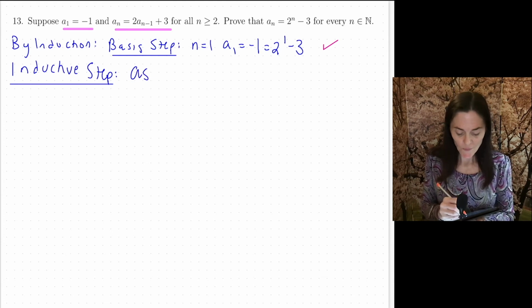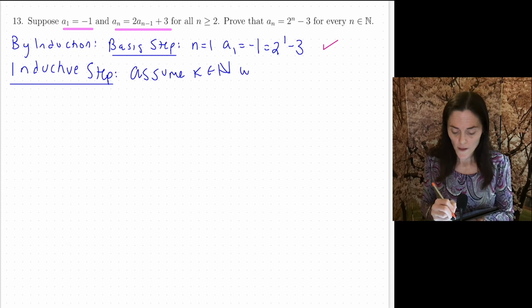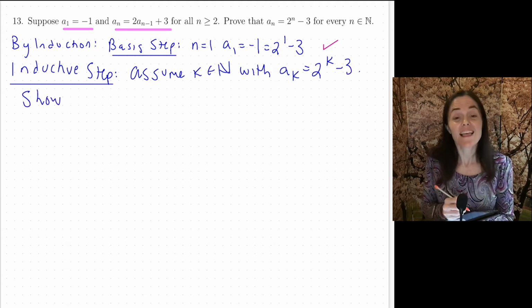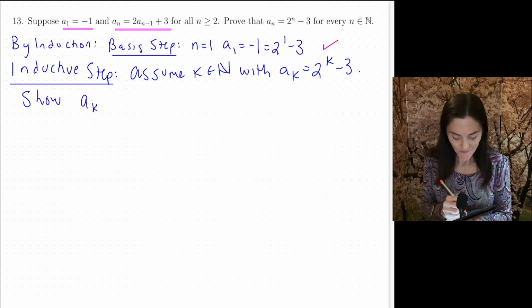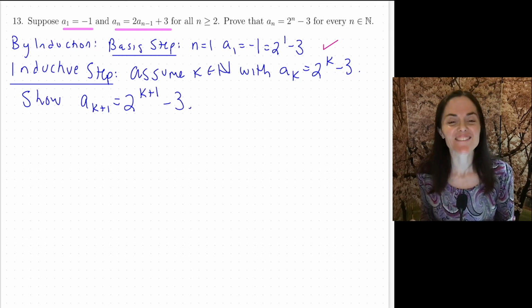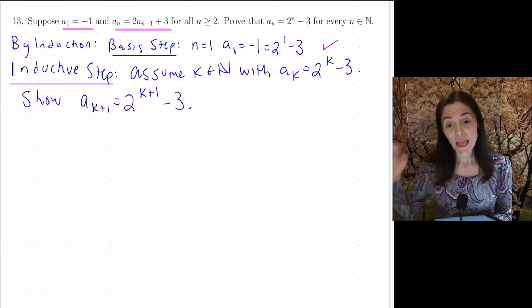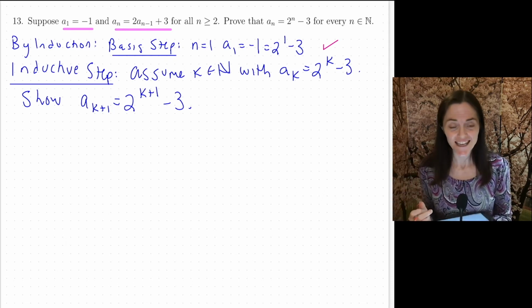We assume k is a natural number with a_k equals 2 to the k minus 3. We must show that a_(k+1) equals 2 to the (k+1) minus 3. Okay? And, well, we're going to use our inductive hypothesis and use the recursion, of course.